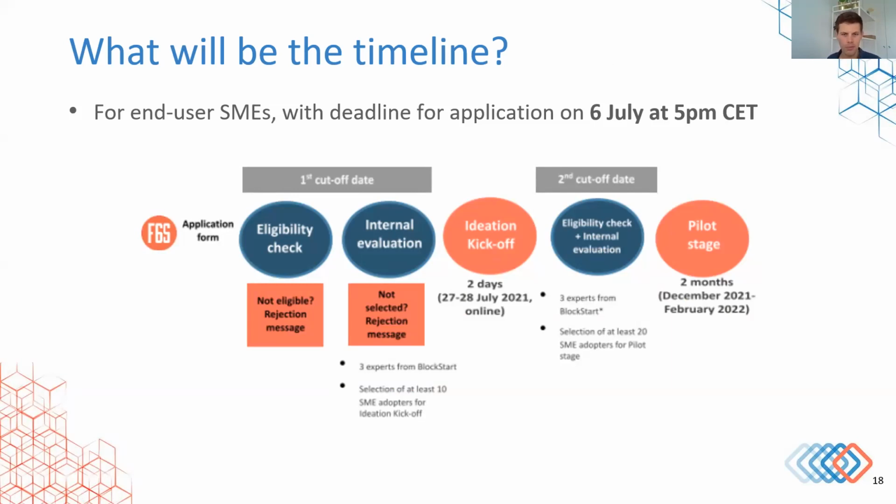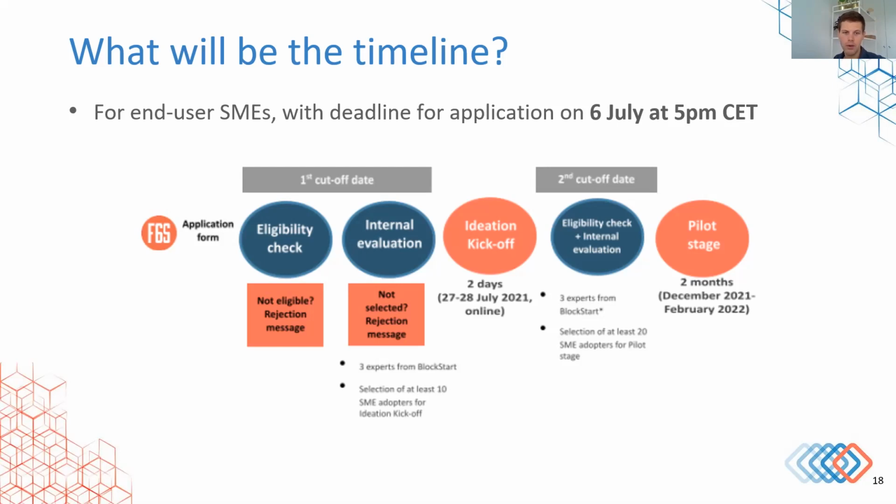This online event is on 27-28 of July, where SME adopters will also be pitching, but only to present their needs and their use case. The scope of their participation is more for matchmaking with the developers that will be selected to pitch there. So it is the first opportunity to get to know some interesting startups, to foster some initial conversations, and then the ones that apply to participate in this event will also be eligible to participate in a pilot stage from December to February.